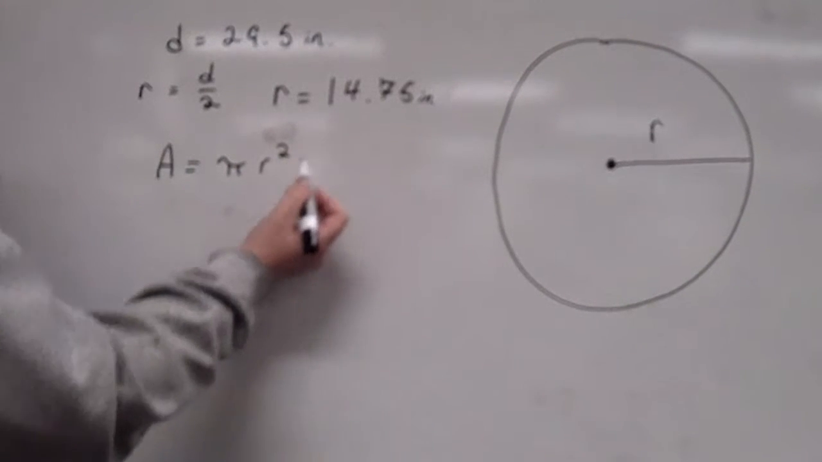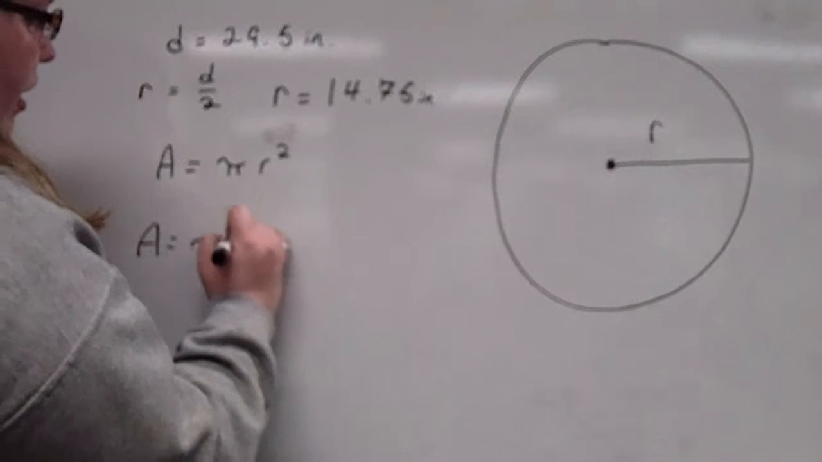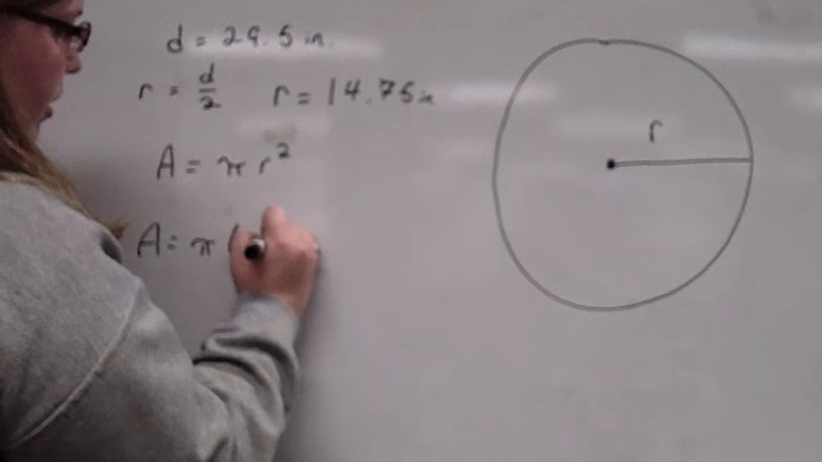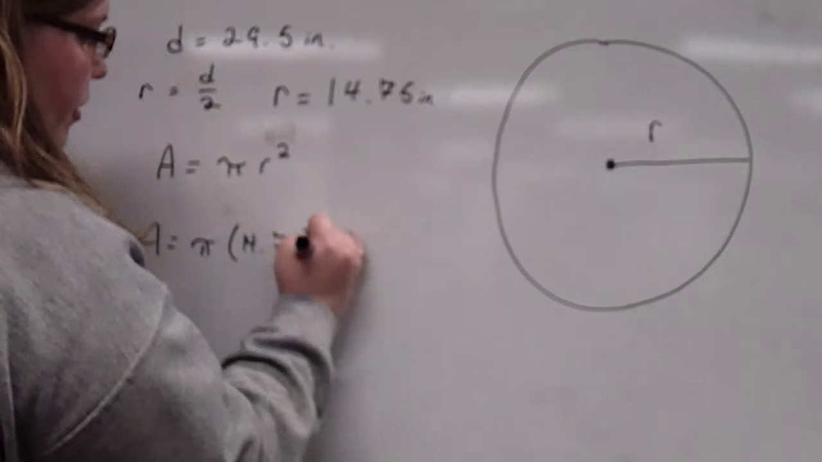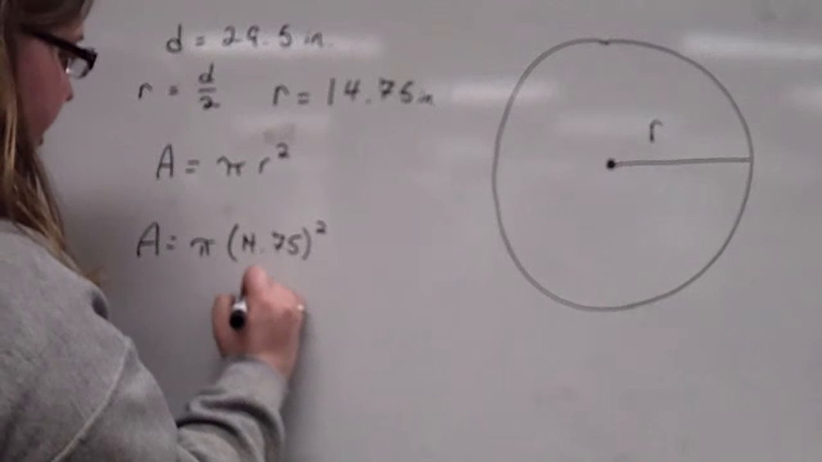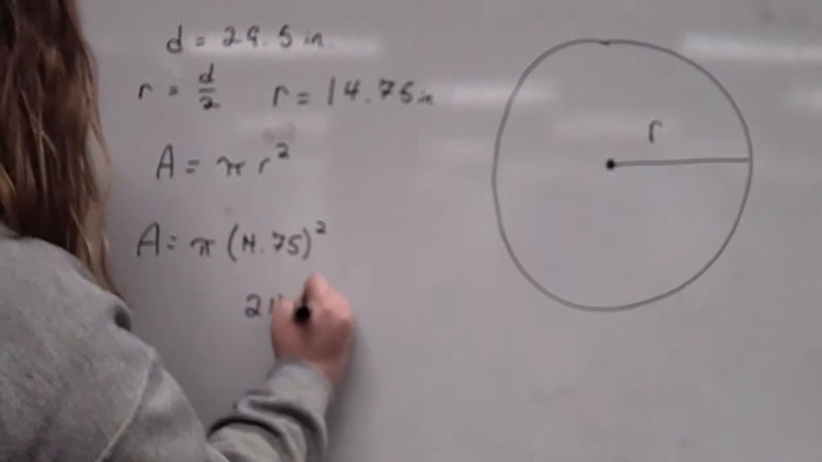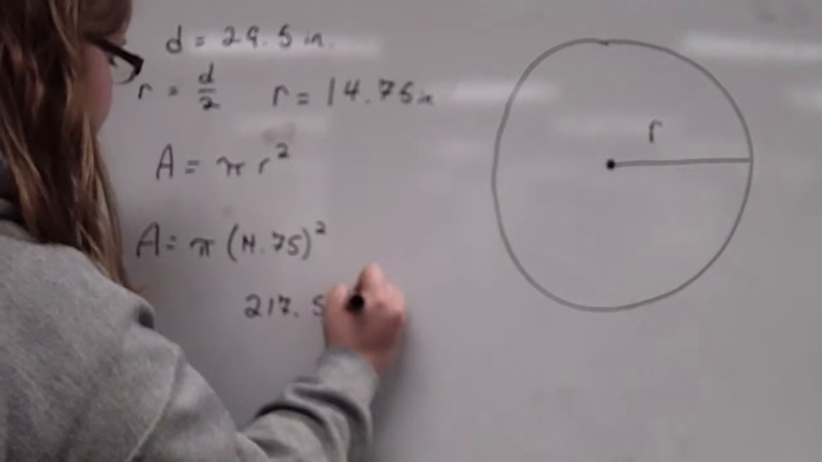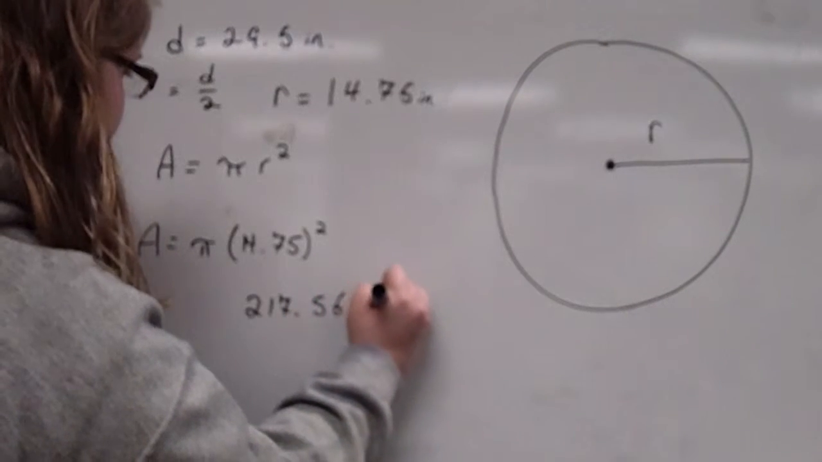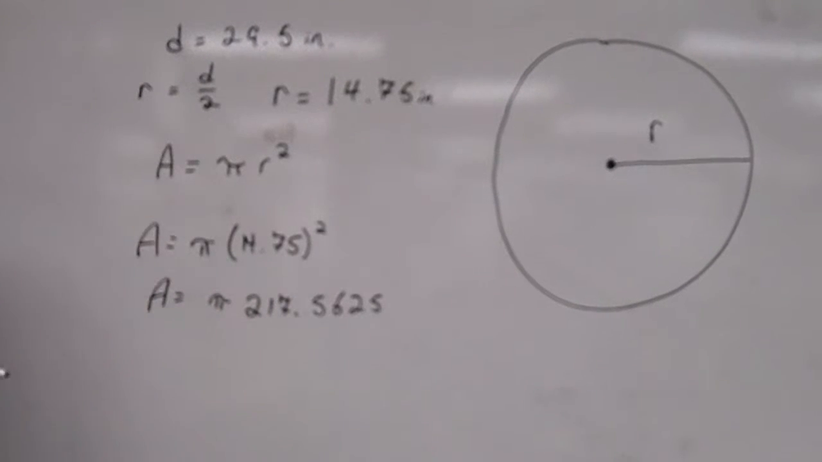We know what r is, so we can plug that in. So we get A equals pi times 14.75 squared. Using a calculator, I found that 14.75 squared is 217.5625, and we can leave the pi in our answer because it is not a repeating decimal.